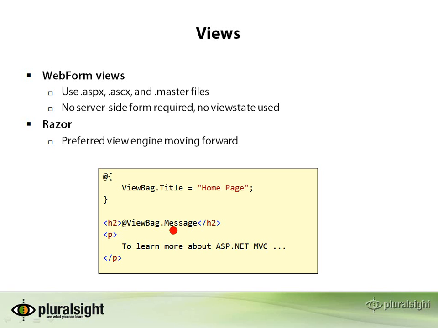And inside of Razor, anytime you use the @ sign, you're going to transition from markup mode into C# mode. So @ViewBag.Message becomes a C# expression that says, walk up to the ViewBag object, take the Message property off of it, and insert it here in between these h2 tags. Oh, and by the way, automatically HTML encode it so I don't have to worry about cross-site scripting attacks.